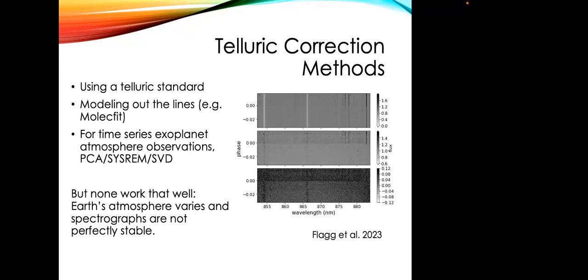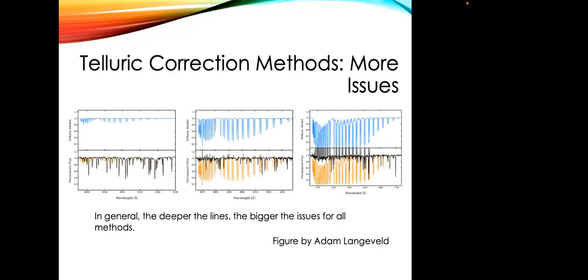Why is that the case? Well, in the case of Molecfit, apparently radiative transfer modeling is hard. Who knew? But also mainly, the Earth's atmosphere varies a lot, and spectrographs are not perfectly stable. So taking a median in those cases is not going to remove all of the telluric signal. Just in general, the deeper the telluric line, the worse the telluric correction becomes. This is an example in the optical showing that the weak lines are well corrected, medium lines are okay corrected, not great. Strong lines, it's a disaster.